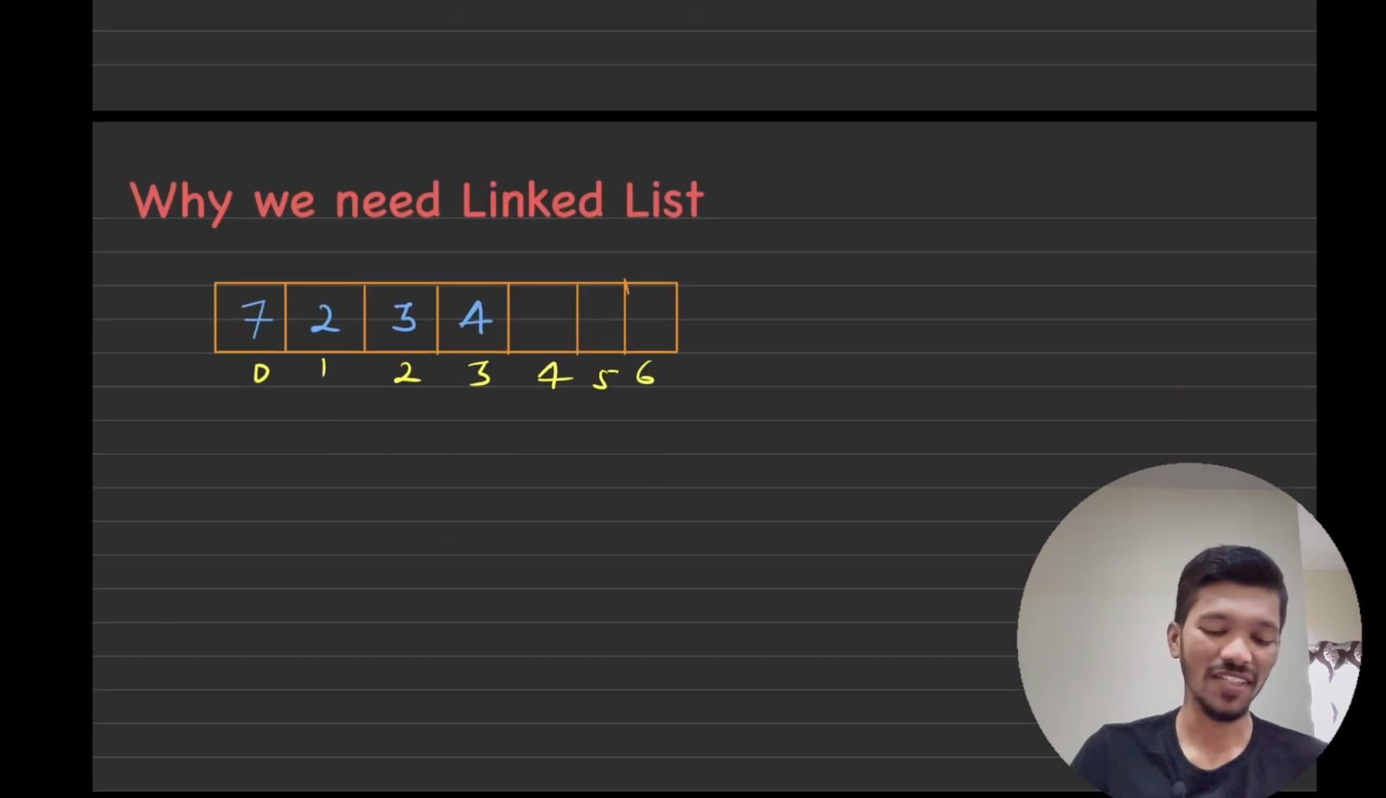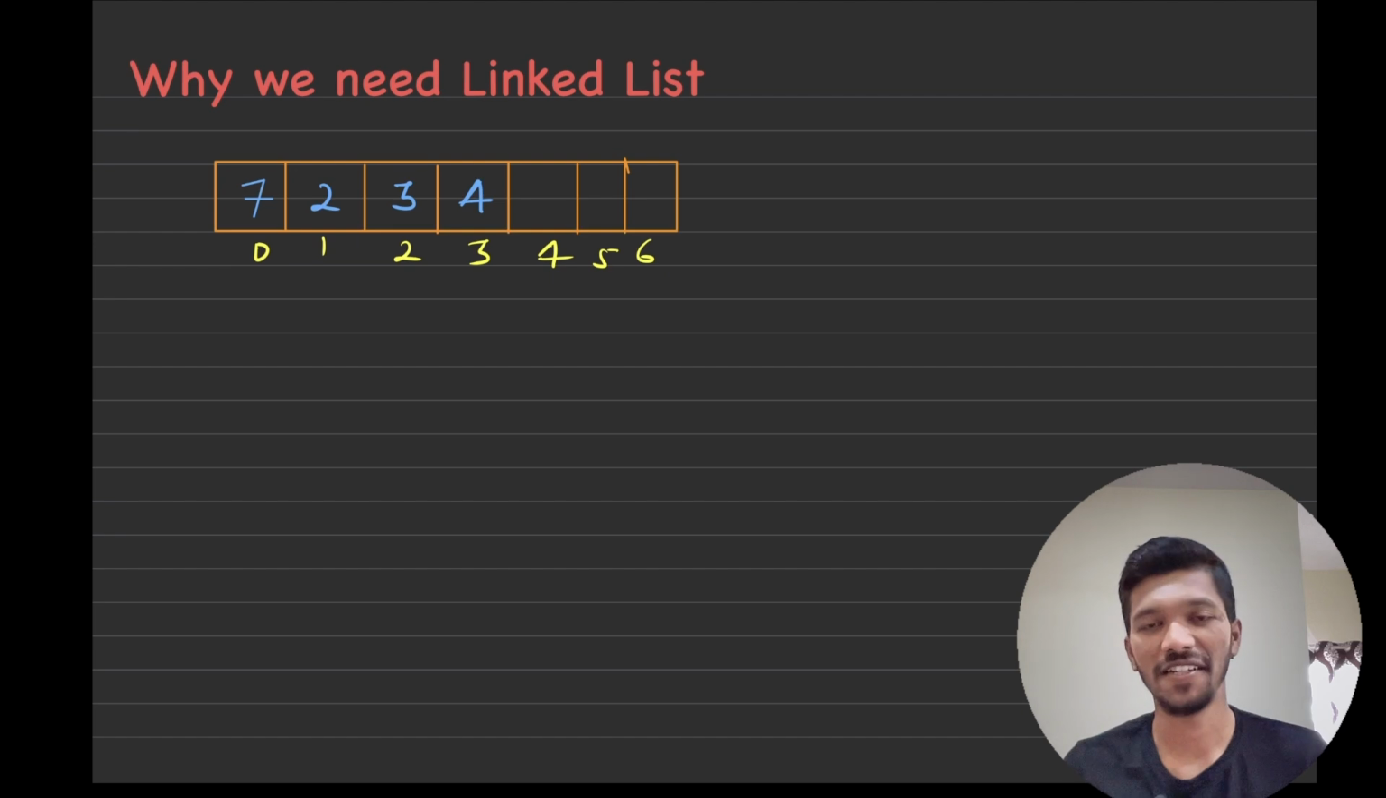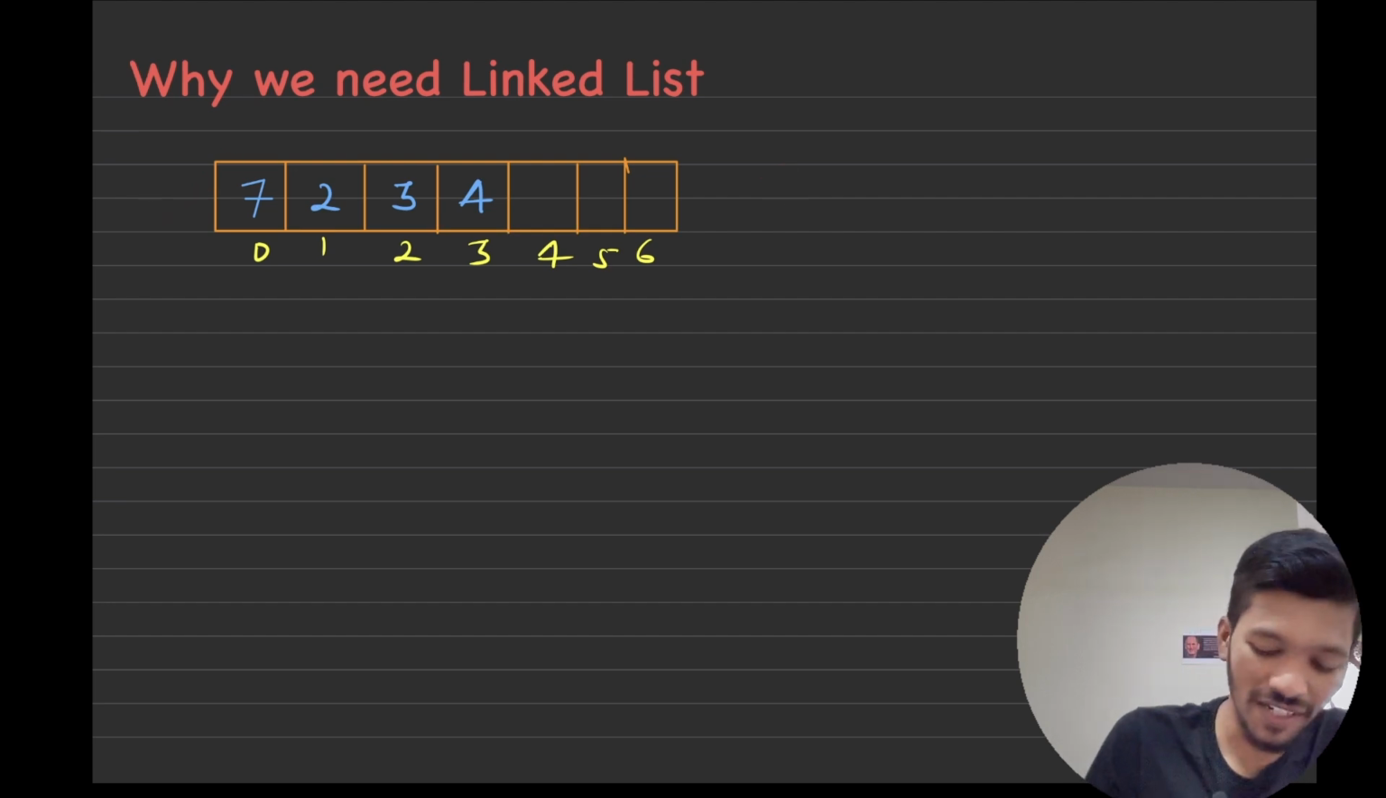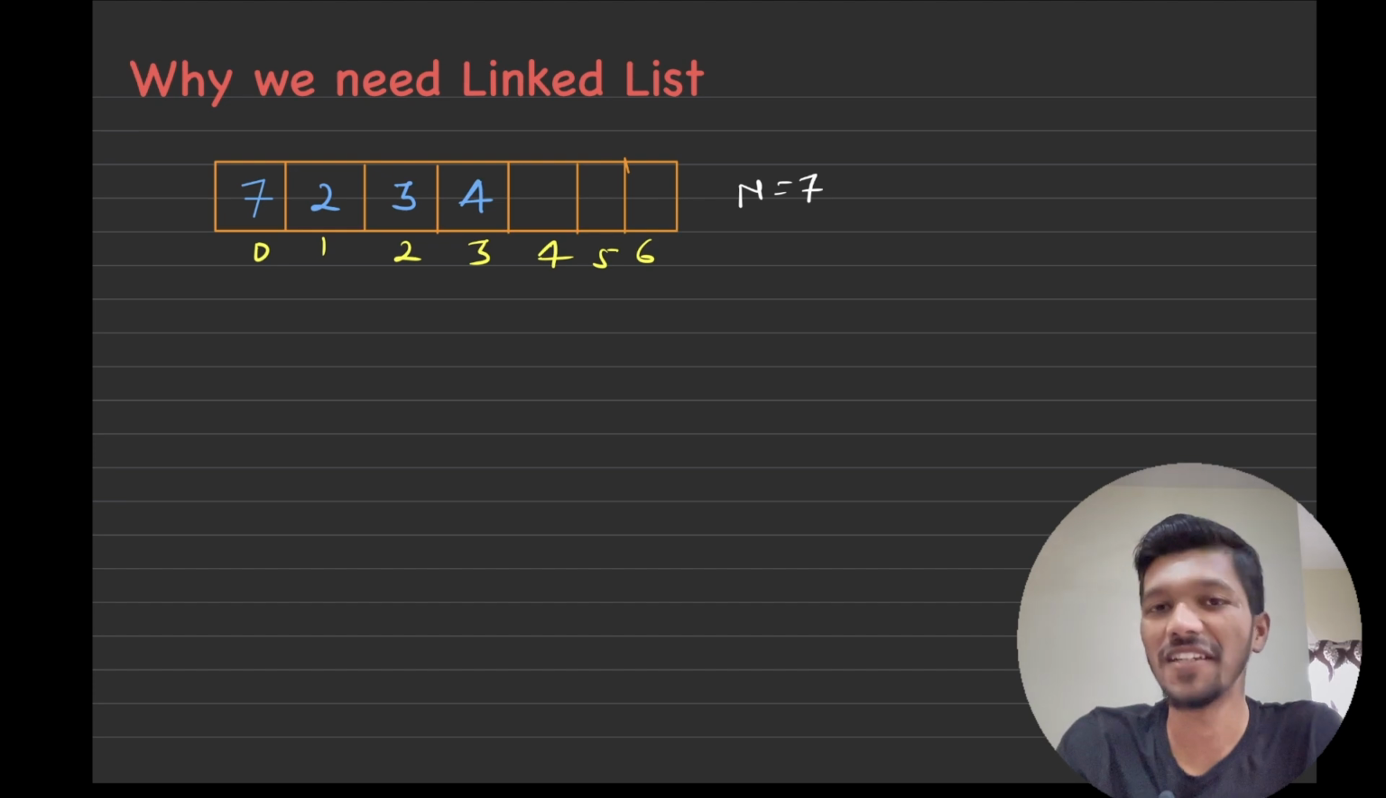Now let's start with our first point, why do we need a linked list. The big question comes in, we have arrays, right? Let's suppose this is an array of size 7. Then the question comes, why do we need a linked list? So let's check out why we need a linked list.